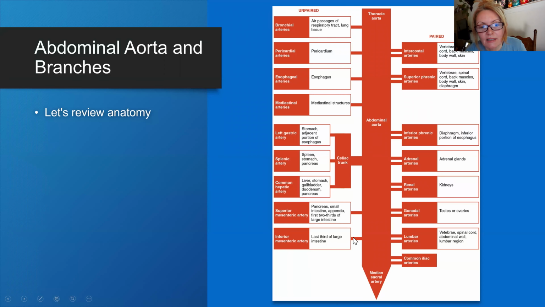And so on this side, they show you blood vessels that are singular, they don't have pairs. And on this side, you see arteries that we have two of them. So they branch to the right and left.